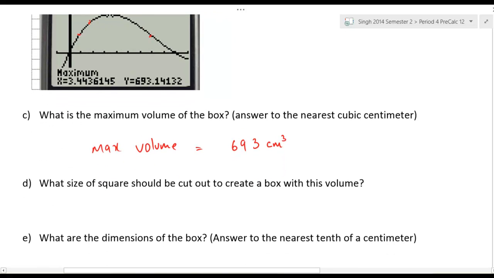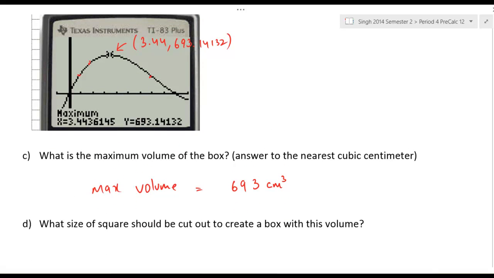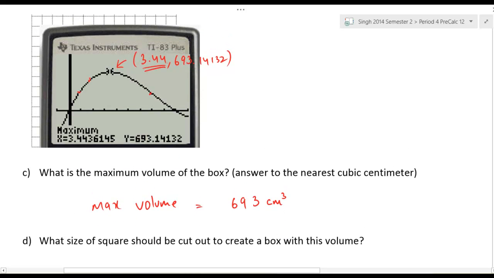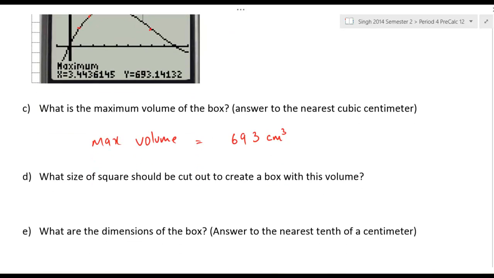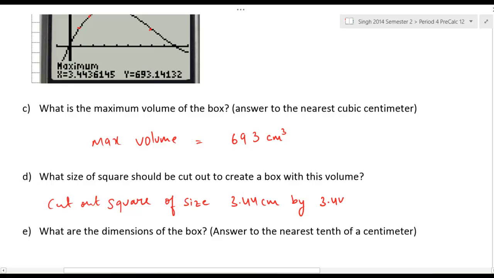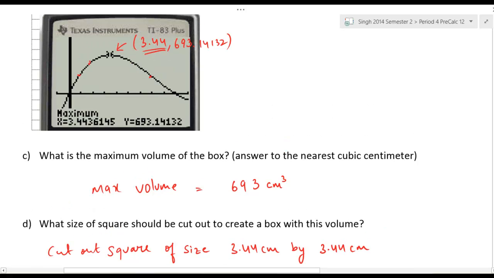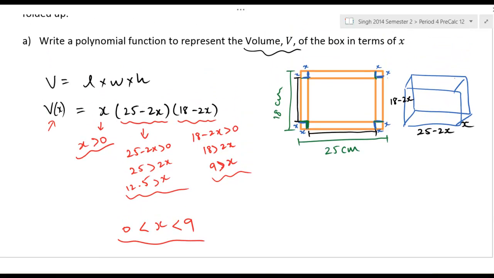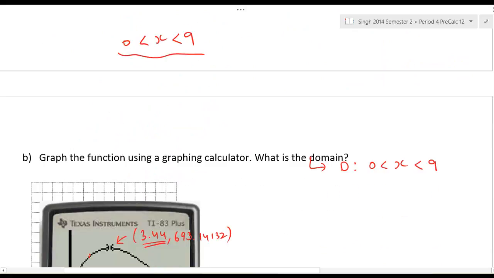What size square should we be cutting off? We get that maximum volume when we take off 3.44 centimeters from the corners. So we need to cut out a square of size 3.44 centimeters by 3.44 centimeters. Okay, that's the side length of square you're going to have to cut off. So that's what the measurements need to be of that square, so that we get the maximum volume of that box.